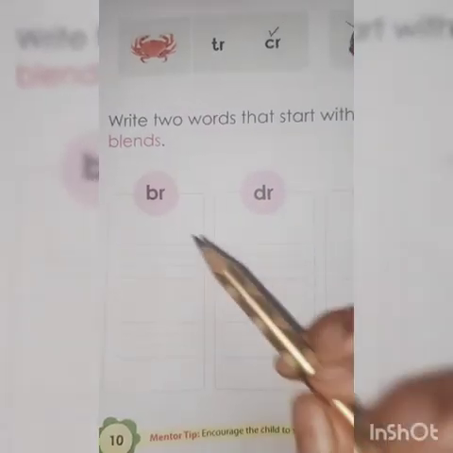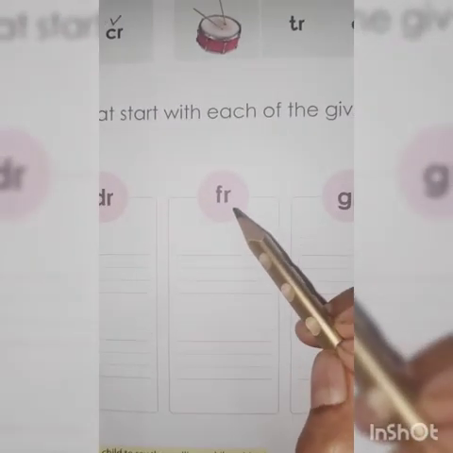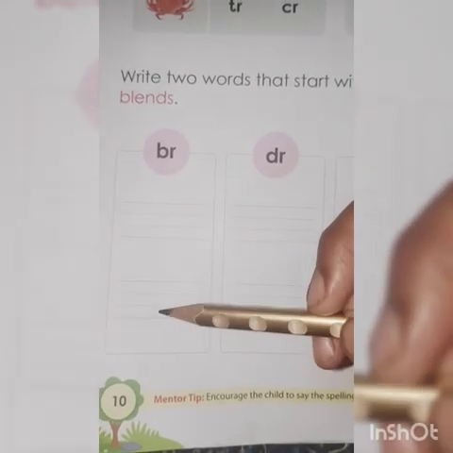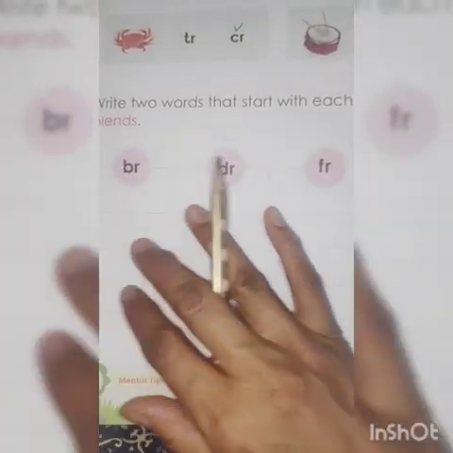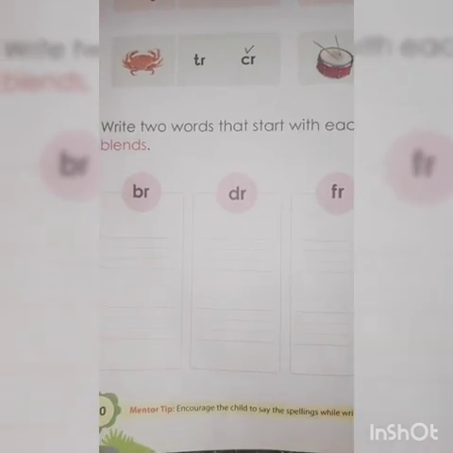Now come to the next row. Write two words that start with each of the given blends. So here we have BR br, DR dr, FR fr, GR gr. You have to write down two words. Okay, so this is your homework page. Okay kids, do your work very neat and clean.